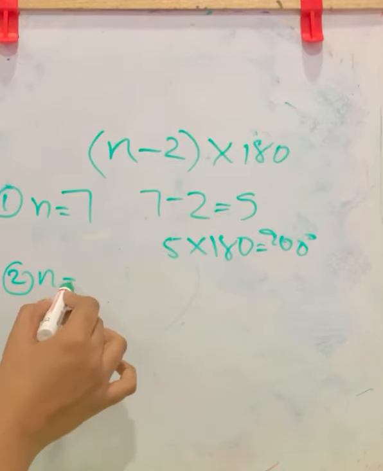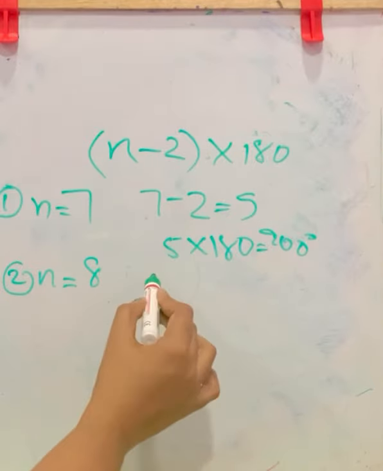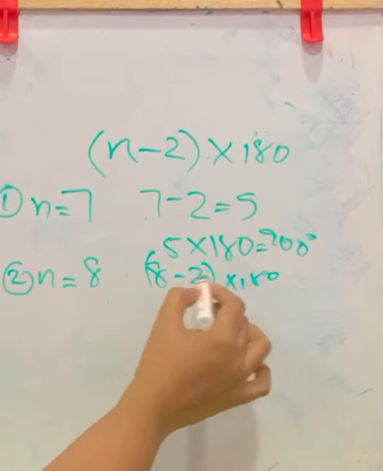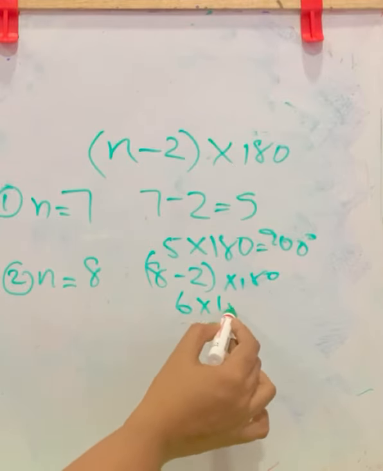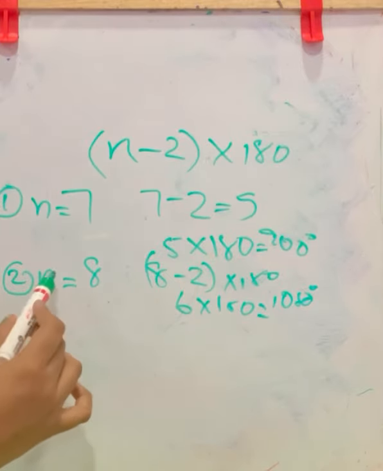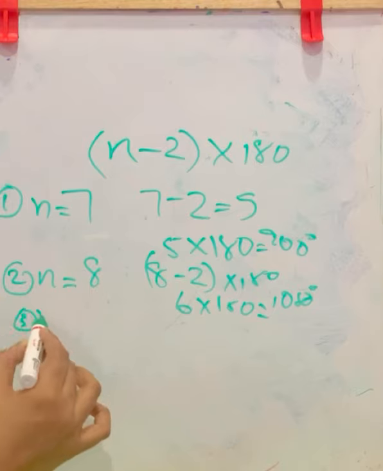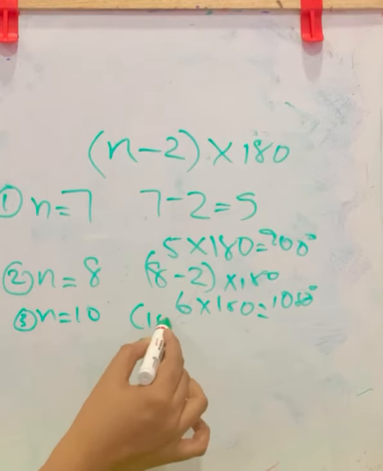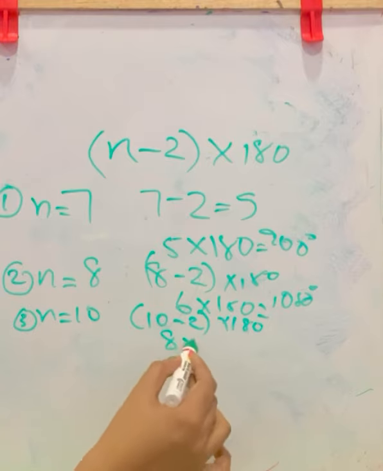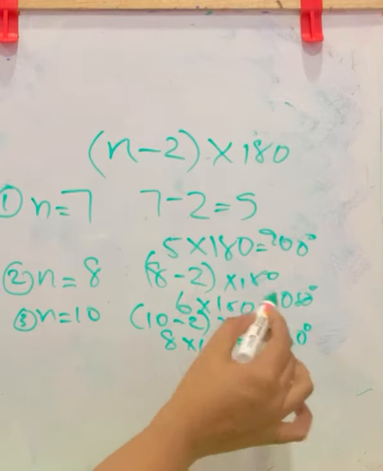Next one, n is equal to 8. Then how will you find the angle sum? 8 minus 2 into 180. 8 minus 2 is 6 into 180. That is 1080 degrees, the angle sum where the number of sides is 8. Now if the number of sides is 10, we can say 10 minus 2 into 180. That is 8 into 180, which is equal to 1440 degrees.